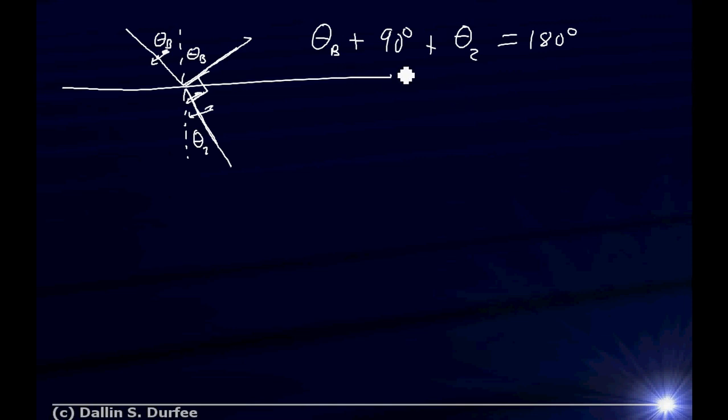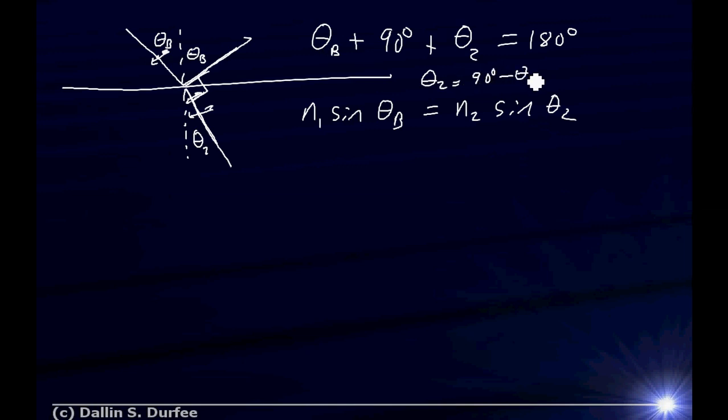But we've got one equation, two unknowns. We want to find this, but we don't know theta 2. Well, how do we find theta 2 in terms of theta Brewster? We use Snell's law, right? We're refracting. So Snell's law tells me n1 sine theta 1, which in this case is theta Brewster, is equal to n2 sine theta 2. All right? So I can get rid of theta 2 in this equation by solving this one, right? Theta 2 is just going to be 180 minus 90 minus theta Brewster. So 90 degrees minus theta Brewster.